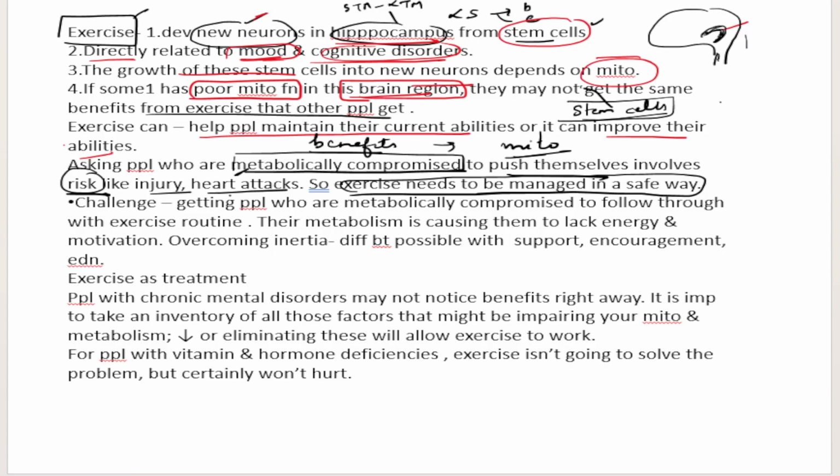Now the challenge is, what is the challenge? It is getting people who are metabolically compromised to follow through with the routine of exercise. These people who are metabolically compromised, for example diabetics or persons having some psychiatric disorder, already have poor metabolism. It is causing them to lack energy and it is causing them to lack motivation. So because of their metabolism, they may not be able to follow through with the exercise routine.